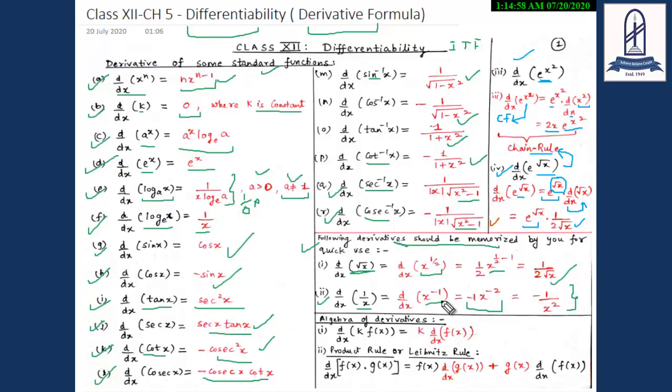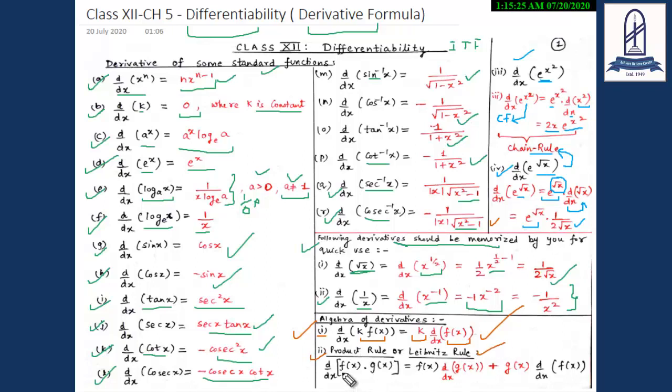And now we will study some algebra of derivatives. So here, in first case, we have to differentiate d by dx of k f(x). Here student, k is constant. So from here, constant k is taken as common and we can write this as k into d by dx of f(x). And now our second algebra of derivative is the product rule, also known as Leibniz rule.